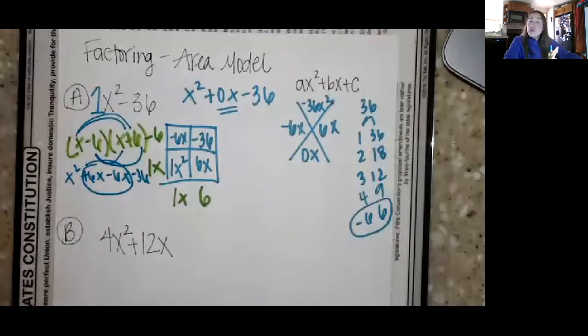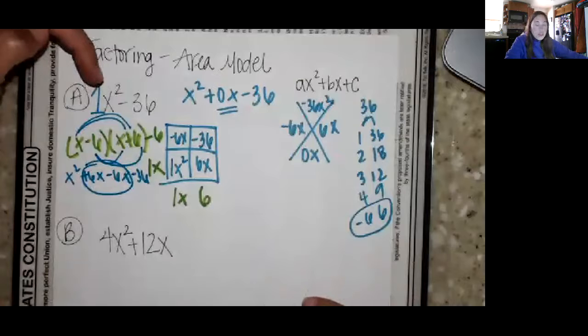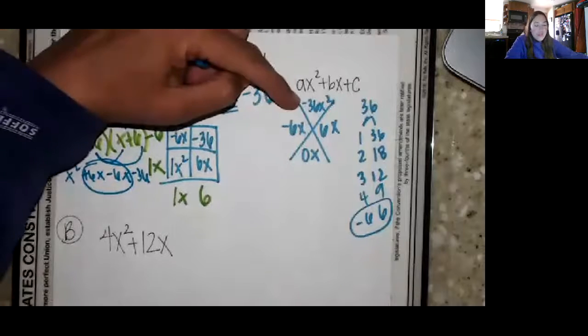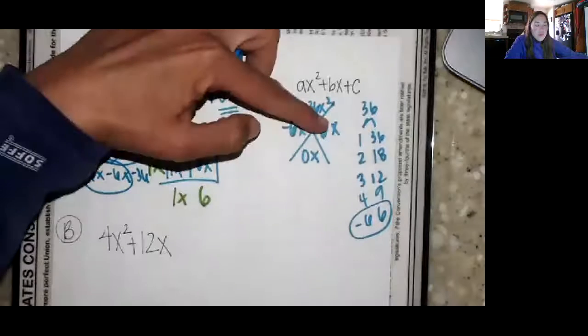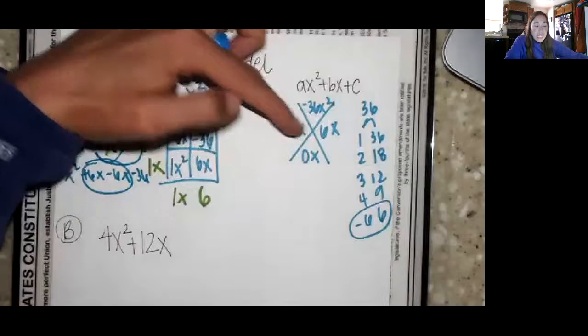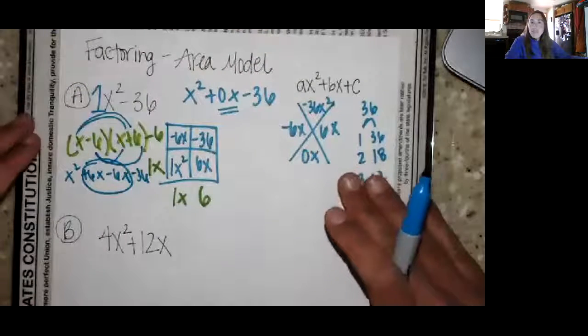So just make sure if you ever are missing that bx term, you're going to be looking for factors. So again, factors of this top product, the product of the a and the c term. And you're going to notice that both of these factors should be the same number, but opposite in signs. All right, let's take a look at B.